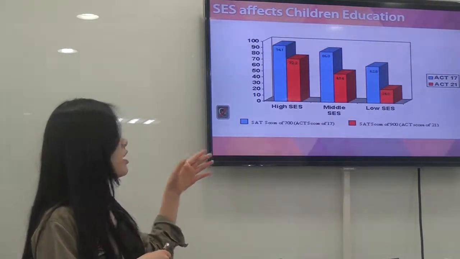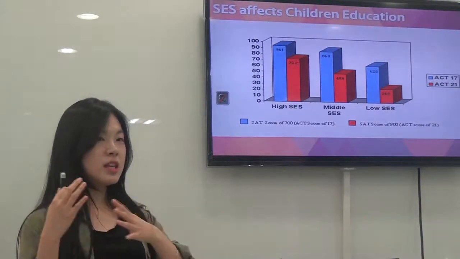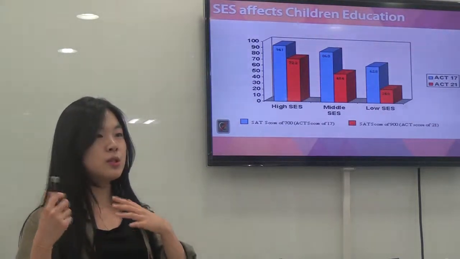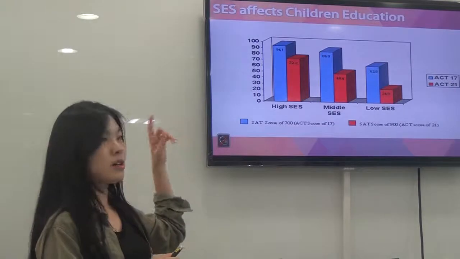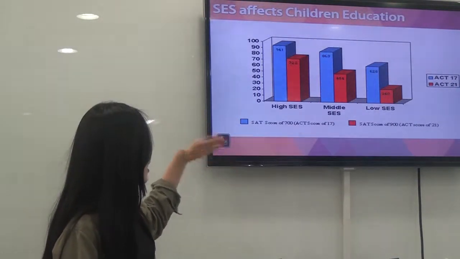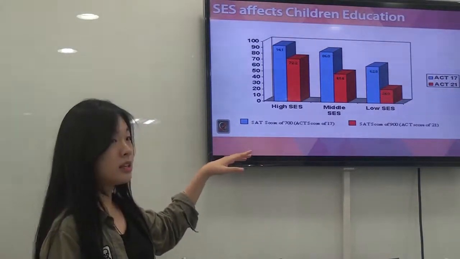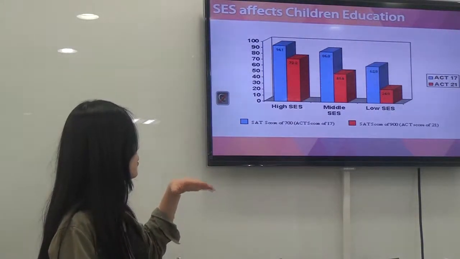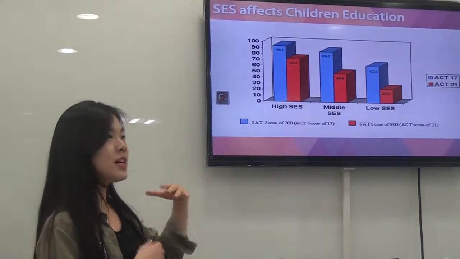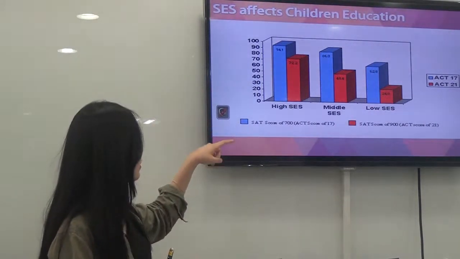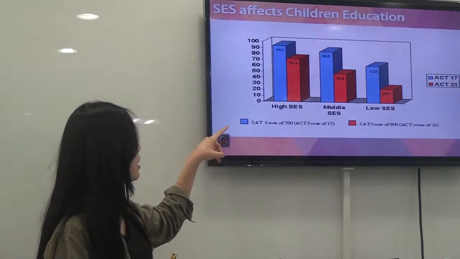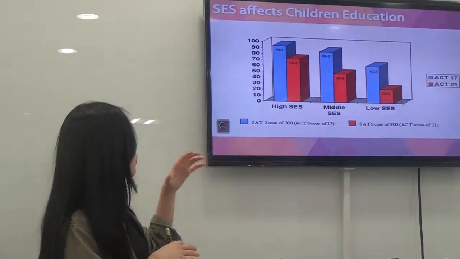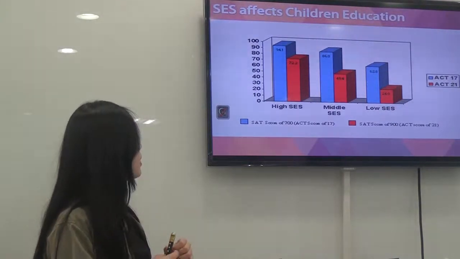As we easily expect, SES affects children's education. The higher the socioeconomic status is, the higher the academic accomplishment of children becomes. As you can see in this graph, the higher the socioeconomic status is, the higher the SAT scores of children are. The high SES children and low SES children show a gap of more than 30 points. It's a really big gap.